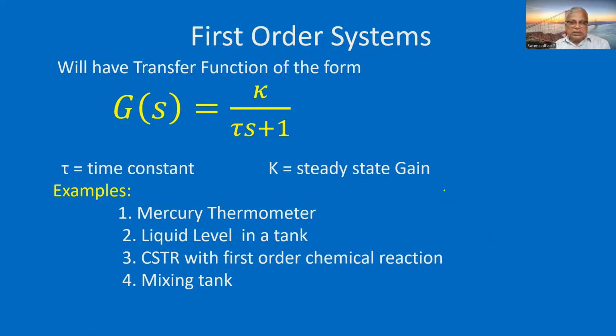In the next lecture, we will take up these examples and show how, for example, the thermometer gets a transfer function of the form K by tau s plus 1. We will derive this transfer function, similarly for other systems. And we will see how this first order system responds to different types of forcing function inputs.